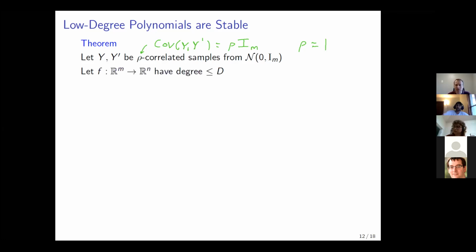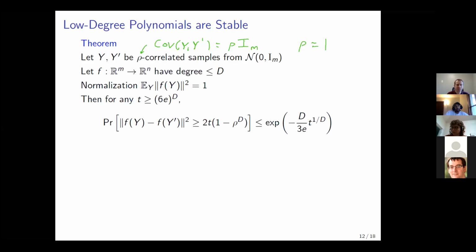And let's take one of these low-degree polynomials that maps y to some other space. And for normalization purposes, we'll say that y outputs something that's basically norm 1 on average. And so here now is the result. So what is it saying?